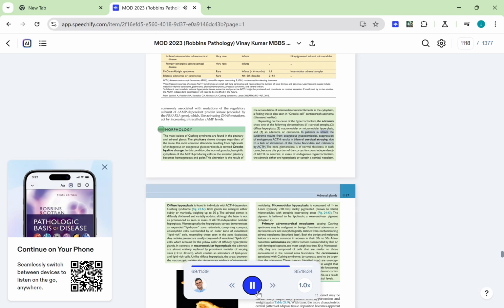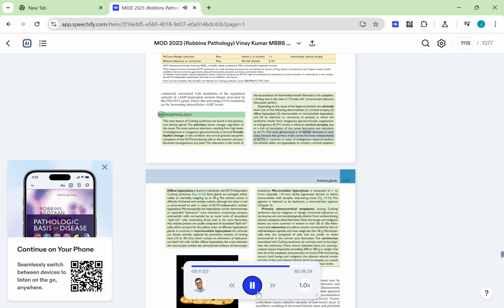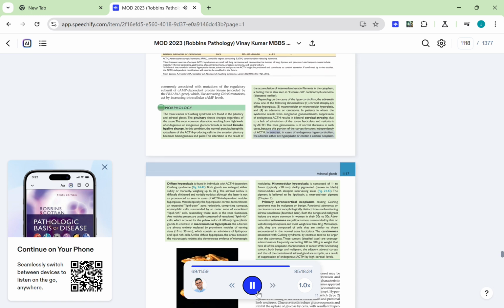In patients in whom the syndrome results from exogenous glucocorticoids, suppression of endogenous ACTH results in bilateral cortical atrophy due to a lack of stimulation of the zona fasciculata and reticularis by ACTH. The zona glomerulosa is of normal thickness in such cases, because this portion of the cortex functions independently of ACTH. In contrast, in cases of endogenous hypercortisolism, the adrenals either are hyperplastic or contain a cortical neoplasm.